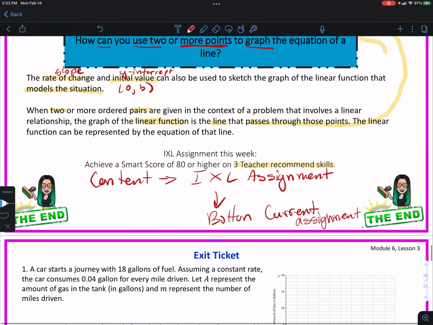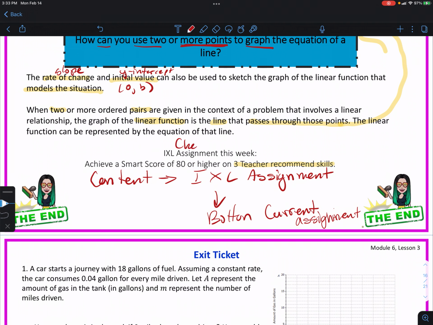Okay, and don't forget to take checkpoint 17. I forgot to mention this in class today. Checkpoint 17 is due today.